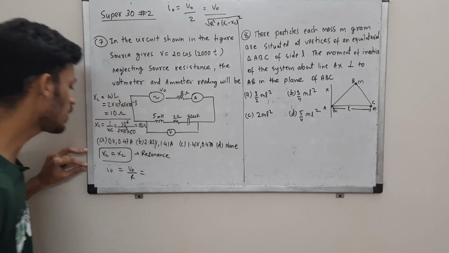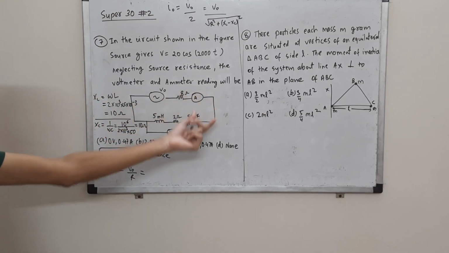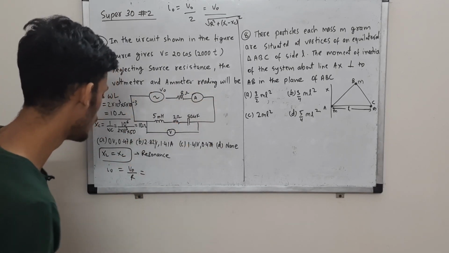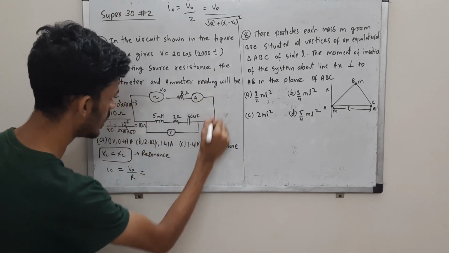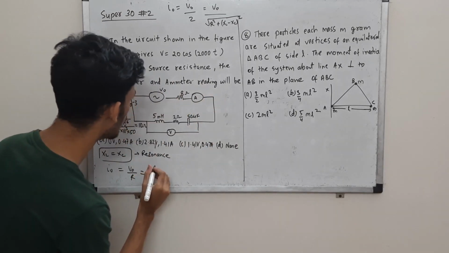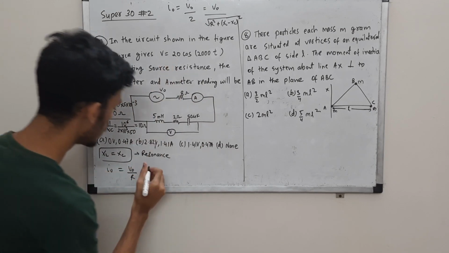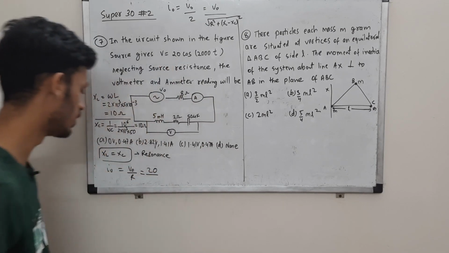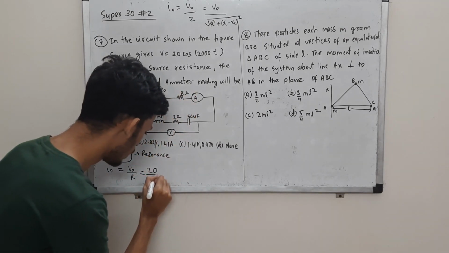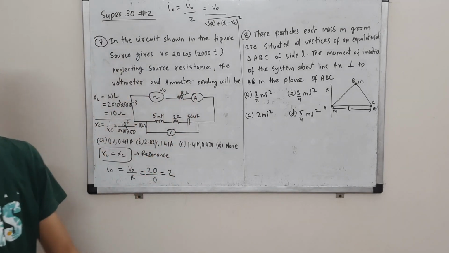Now for current we have to use both resistors, because current is seen in the whole circuit, so 8 plus 2, the complete resistance, they are in series, right? Same current flows, no current in the voltmeter branch. So V naught, the maximum voltage, is 20. R is 8 plus 2, 10. So that will give you 2. Now this is the peak current.